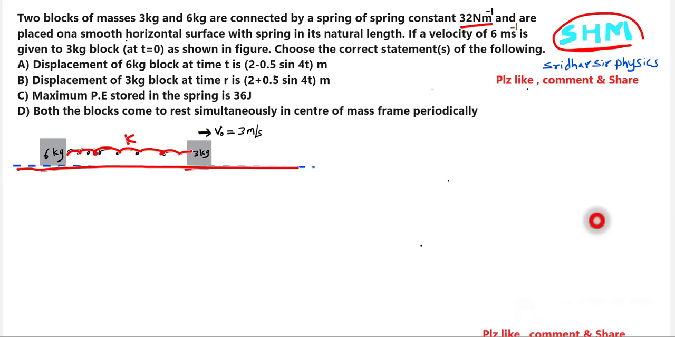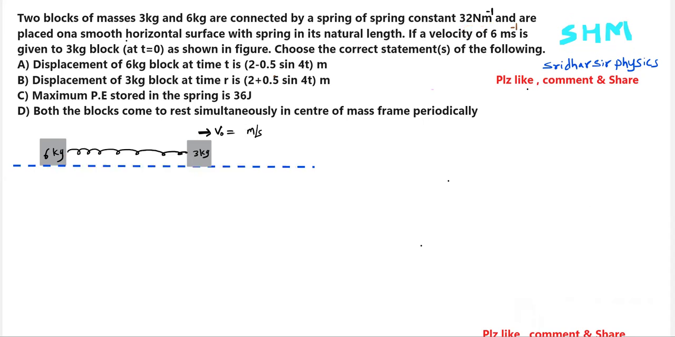A velocity of 6 meter per second is given to the 3 kg block at t equals 0. We are asked to find the displacement of the 6 kg block, the displacement of the 3 kg block after some time t, the maximum potential energy, and the path of the blocks with respect to the center of mass. So we'll start with this one.